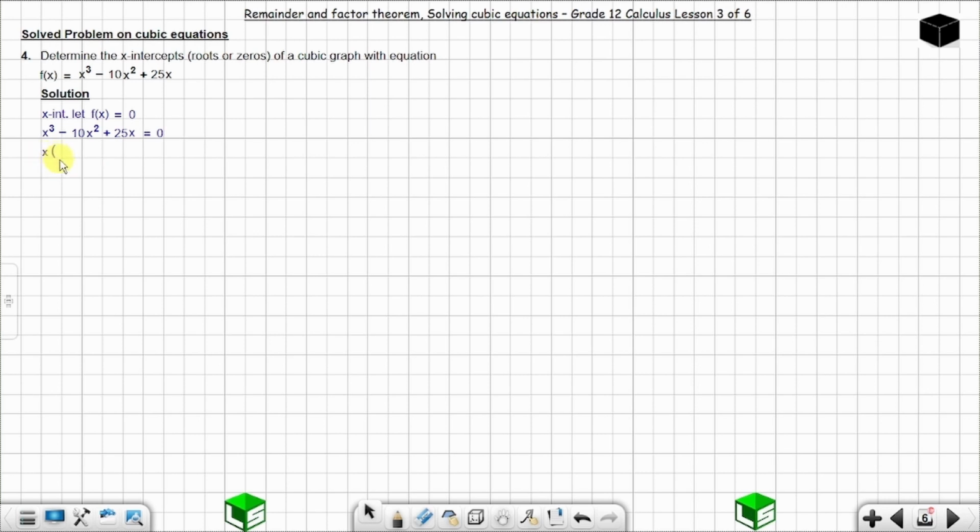You have x times x squared. You're going to get this minus 10x. When you multiply, you're going to get this plus 25. When you multiply, you're going to get this. This is equal to 0. So you take x outside of the bracket. So you have x. You are going to factorize this.